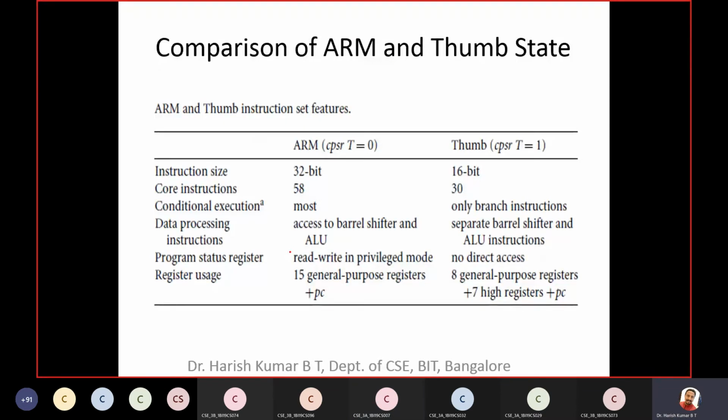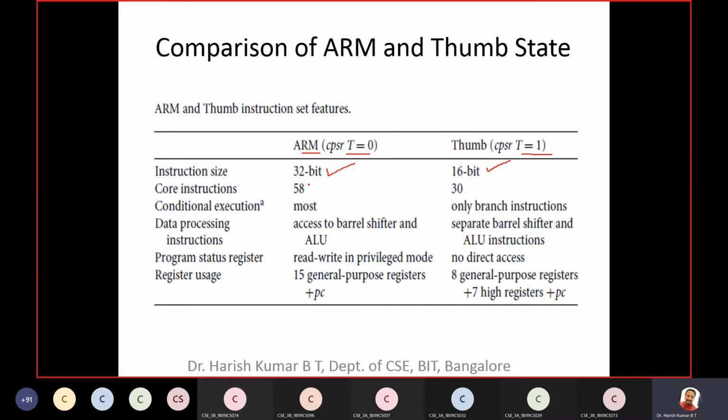Next, this is the comparison of ARM and Thumb state, because we don't focus much on the Jazelle state. Our focus will be only on the ARM and the Thumb state, and even Thumb state we don't discuss in depth. Our focus will be completely on the ARM state. In ARM state, the T bit should be 0. In Thumb state, the T bit should be 1. Instruction size in ARM state is 32-bit, as all of you know. When the controller is operating in the Thumb state, instruction size is 16-bit.